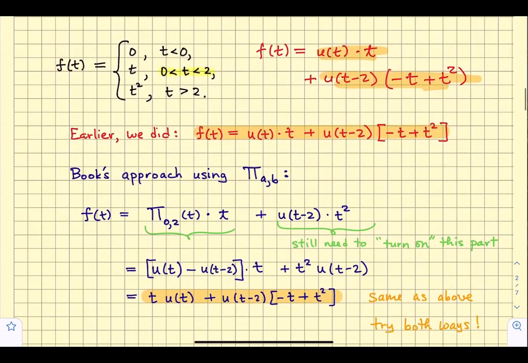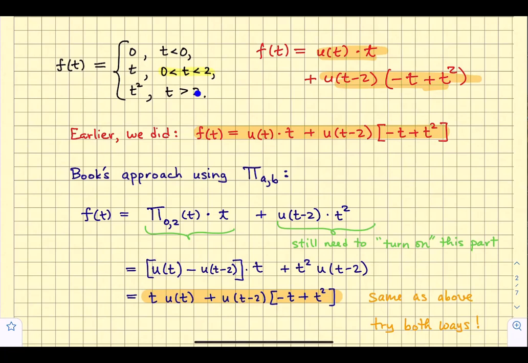And this is one of the reasons why I don't think that the rectangular window function is perhaps worth any of the trouble, because oftentimes you're going to have to write things in terms of plain unit steps anyway on the other side of the rectangular window function. So you might as well have done it the whole way in terms of unit steps, but it's okay to do it with a mixture of rectangular window function and unit steps. It's totally fine. So this extra term is, remember, this has turned the function t off at time 2.